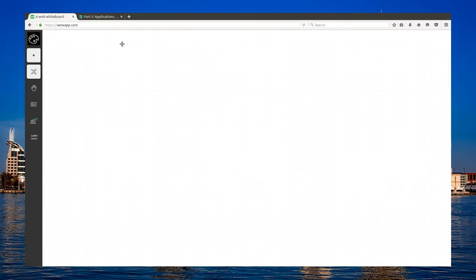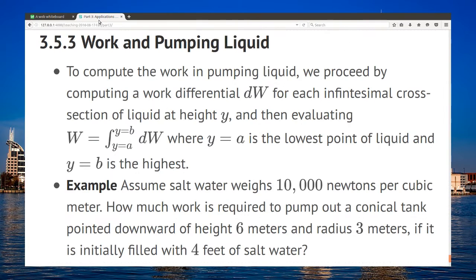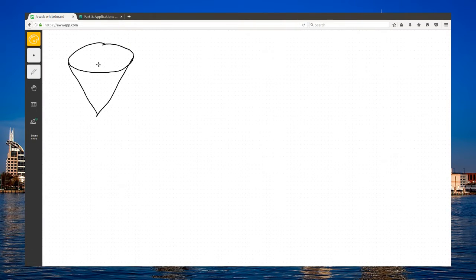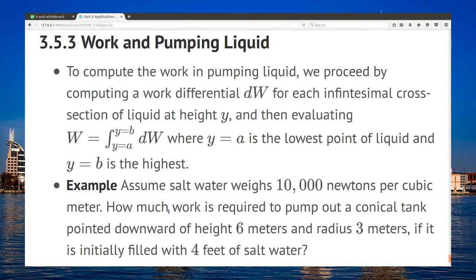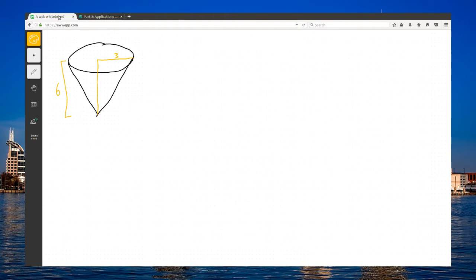We'll start by drawing a picture. So here is our conical tank, and it's pointed downwards. According to the problem, the tank has a height of 6 meters and a radius of 3 meters. I'll draw that like so. So here's the 3 meters, and the height, I'll draw it out here, is 6 meters. And initially, it's filled with 4 feet of salt water. So I'll draw that as well.